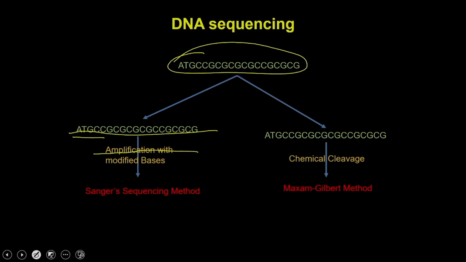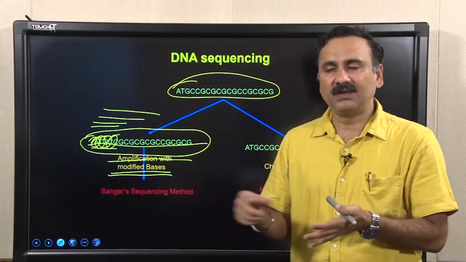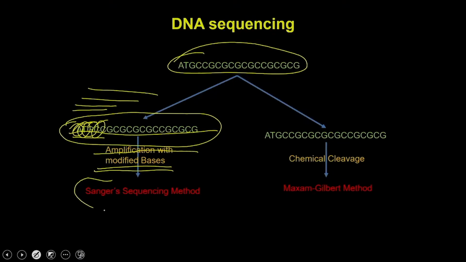So, that is going to amplify this particular sequence, and while it is amplifying you can put in some modified bases. When you add the modified bases, it is going to terminate the synthesis at that particular sequence. So, you can have termination at A, at T, at G, and at C. That is why you have fragments of different lengths, and all these fragments can be analyzed in a gel as well as in capillary electrophoresis. That is the major method developed by Sanger, and that is why this method is called the Sanger sequencing method.